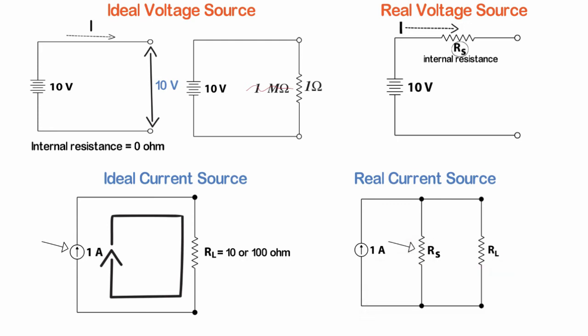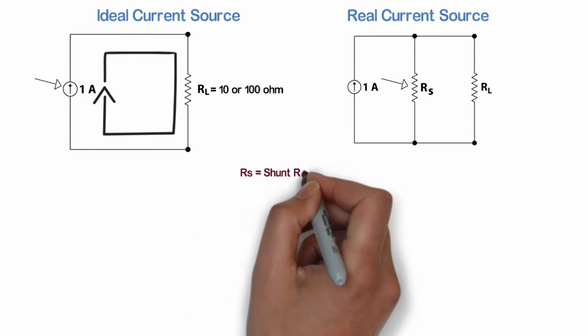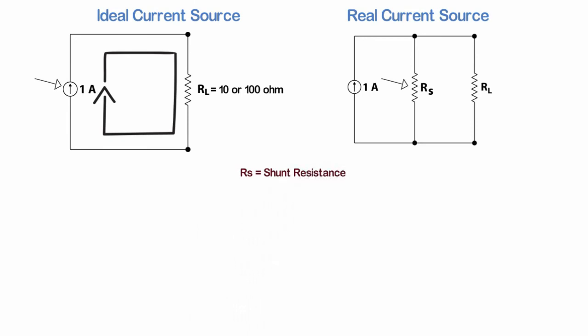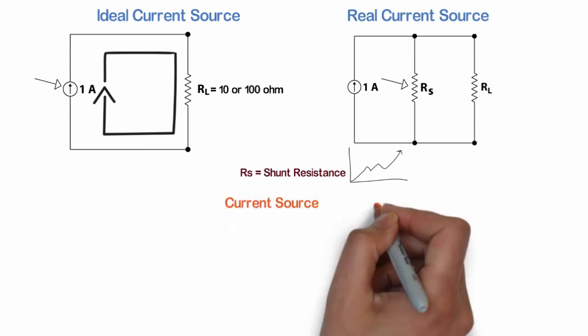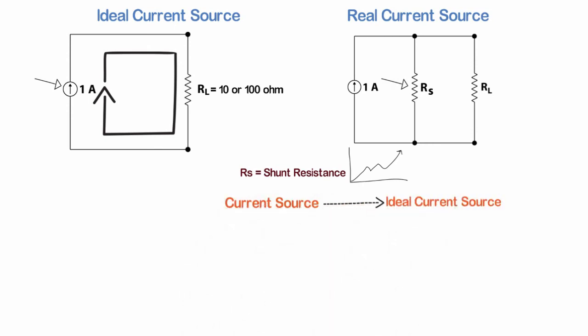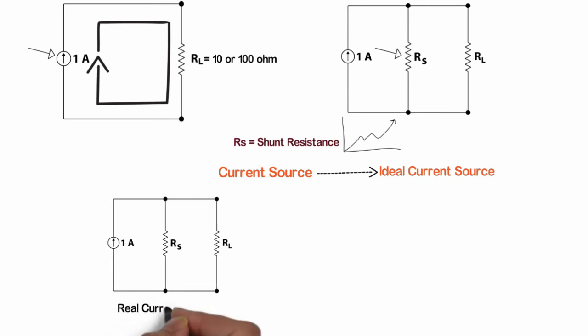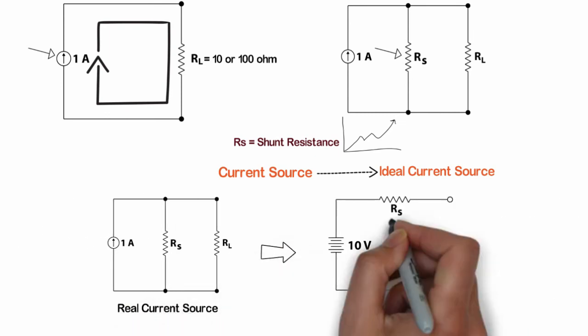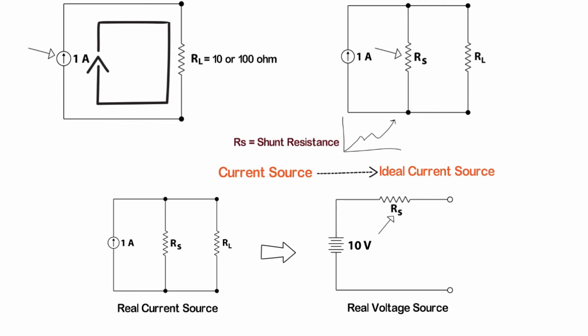The real current source has internal resistance that acts in parallel with the source. This resistance is also known as shunt resistance. The larger the value of this shunt resistance, the more closely the current source approaches the ideal one. When you need to convert the real current source to a real voltage source, you need to add this shunt resistance in series with the voltage source. The value of the voltage would be current multiplied by shunt resistance.